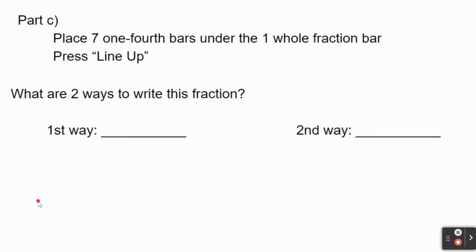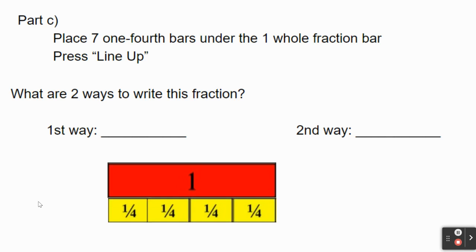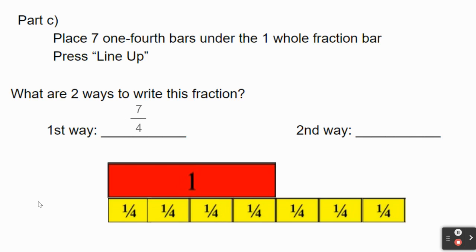Here we're going to place 7 1/4 bars underneath the 1 whole fraction bar. So here we have 1 whole, and now we're going to place 7 1/4 bars underneath. So we have 1/4, 2/4, 3/4, 4/4, which is the same as 1 whole, 5/4, 6/4, 7/4. So we used a total of 7 1/4 size bars. We can represent this as 7/4. This means that we use 7 bars, and there are 4 bars needed to make 1 whole.